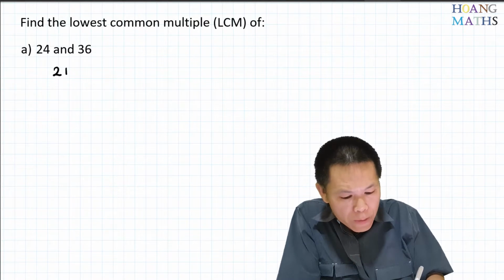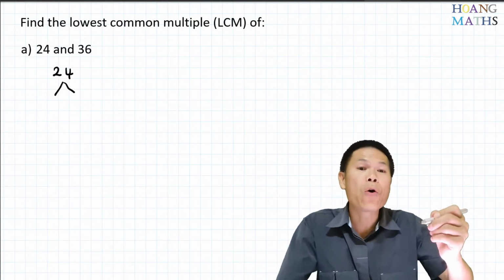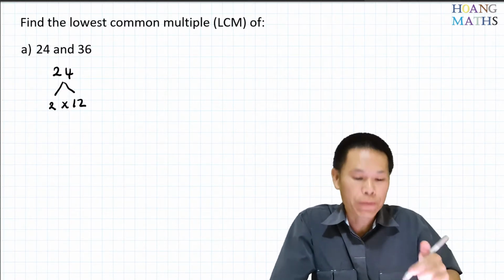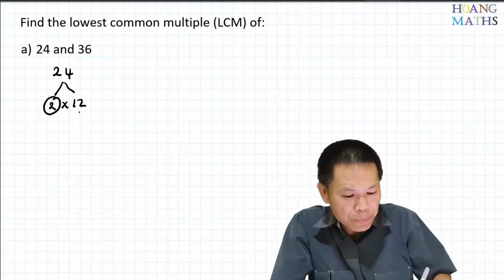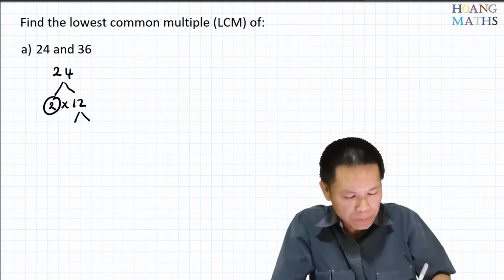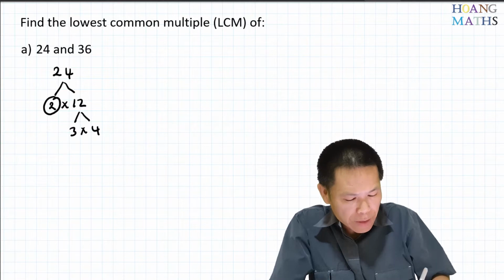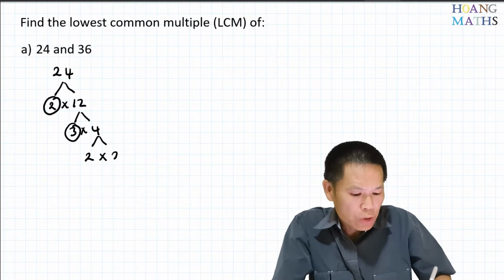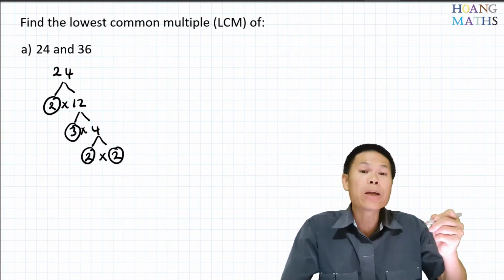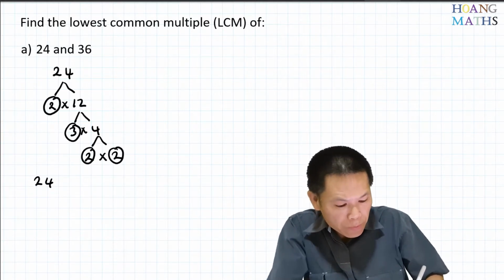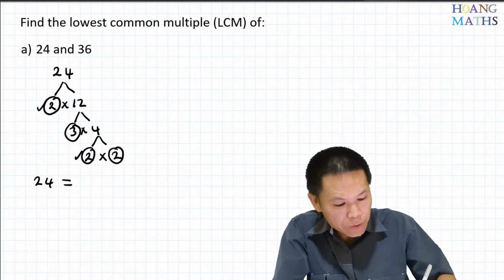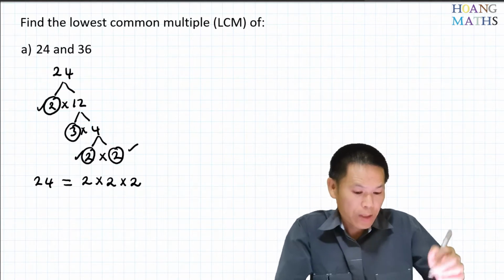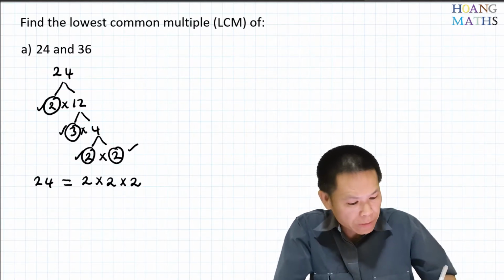So we have 24. 24 is 2 times 12, or 6 times 4 if you like. So 2 is a prime. 12 is 3 times 4, and this 3 is a prime, and 4 is 2 times 2. So there you go. 24 is equal to 2, 2, 2, and then we times this by 3.